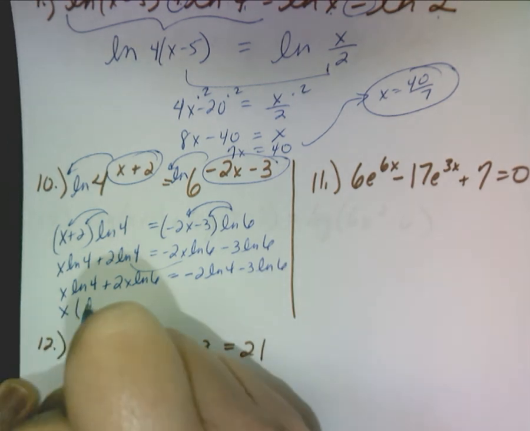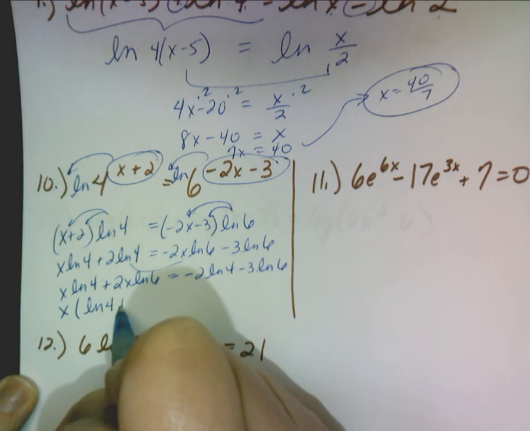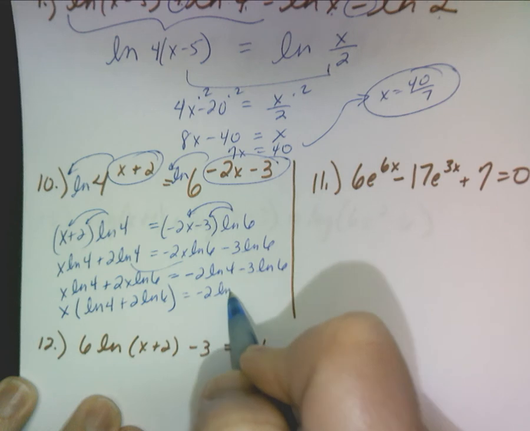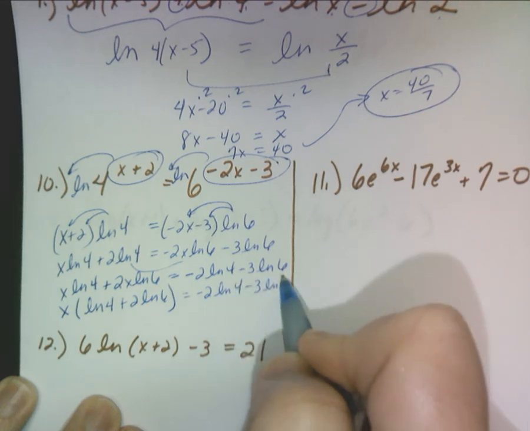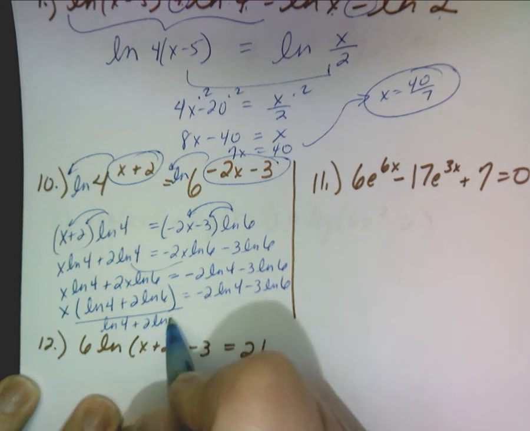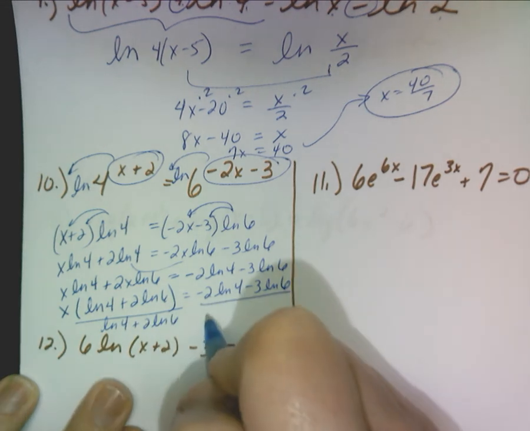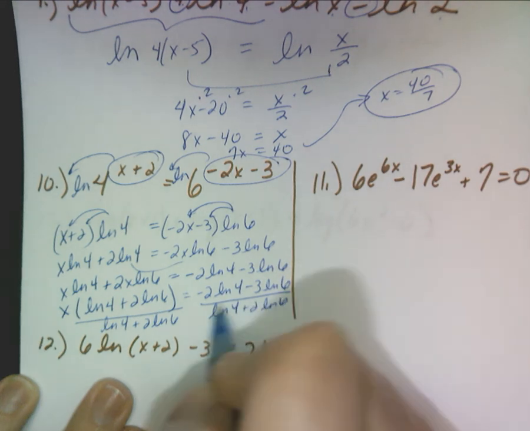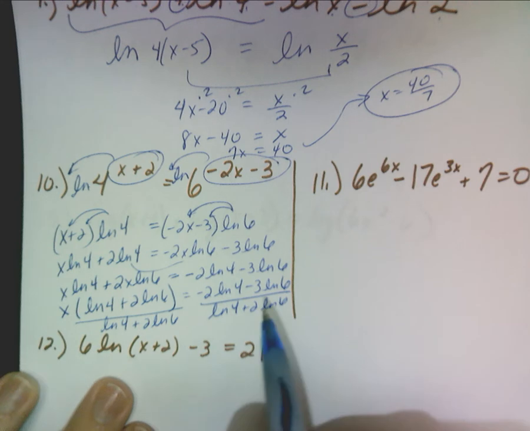Factor out an x. You get ln 4 plus 2 ln 6. And this side stays the same. And then you divide by that ln 4 plus 2 ln 6. And of course, I'm running out of room. This is full credit right here.